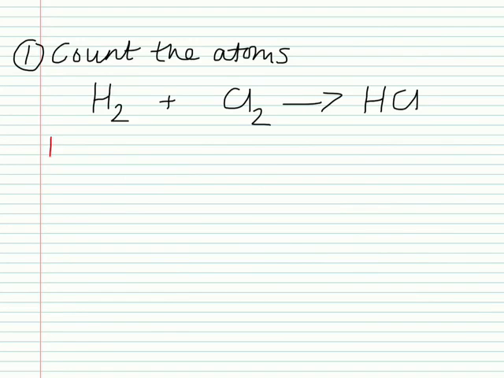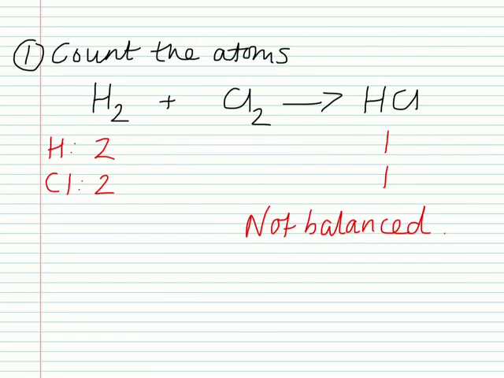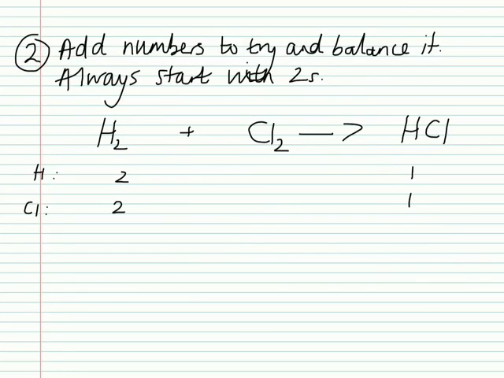You should always go through the same steps when balancing equations. First, you need to count the atoms. In this case, we have 2 hydrogen atoms on the left-hand side and 1 hydrogen atom on the right-hand side. We have 2 chlorines on the right and 1 chlorine on the left. Because there are different numbers of atoms on the left-hand side to the right-hand side of the equation, it is unbalanced. Once you've worked out that the equation isn't balanced, you need to add numbers to try and balance it.